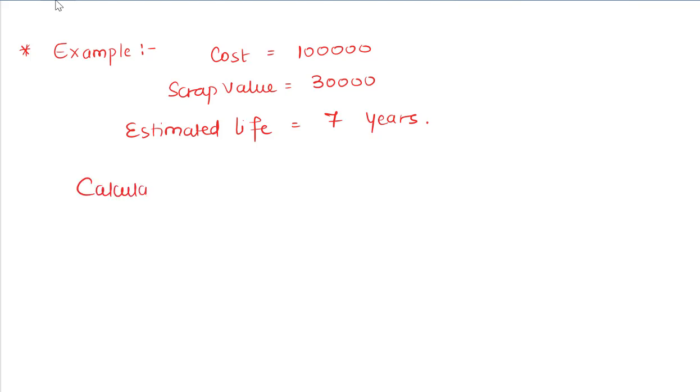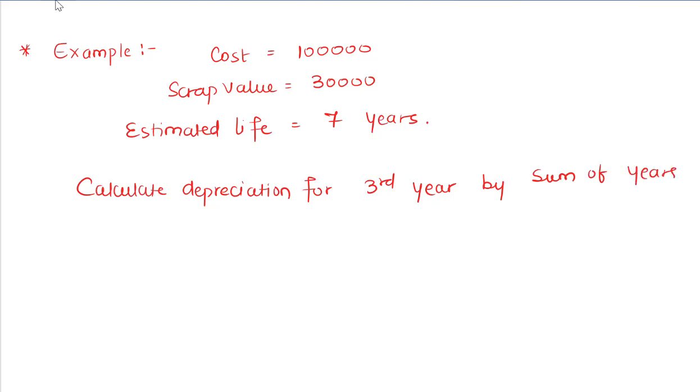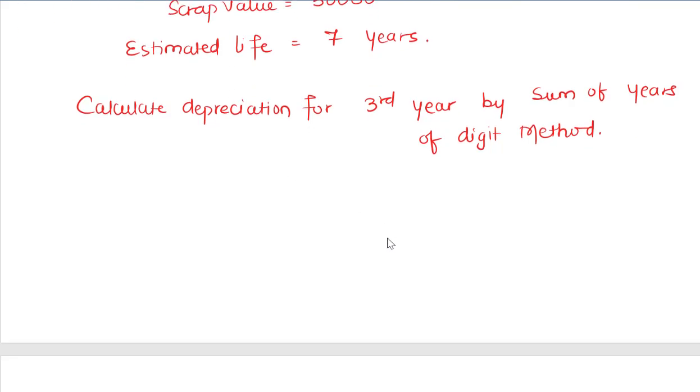Calculate depreciation for the third year by sum of years of digit method. I believe it is clear to all of you. Quickly do it. So it is 7 years, my dear students.